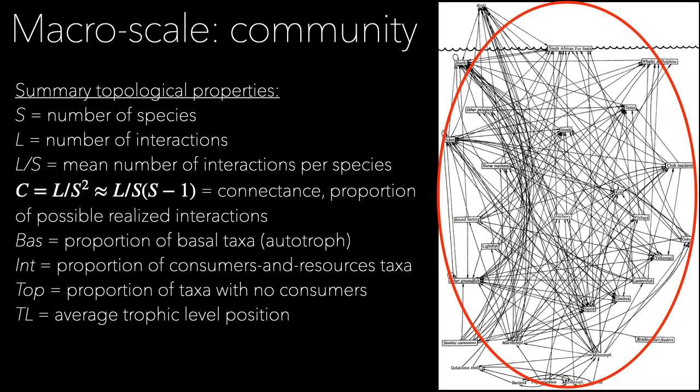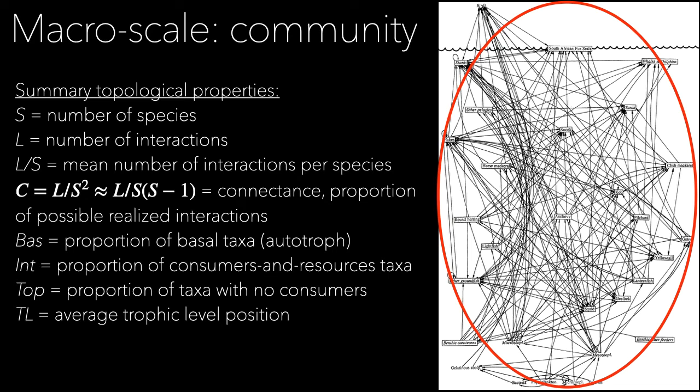Other basic topological descriptors are the proportion of basal taxa, the so-called autotrophs. Those are the species that don't consume, don't prey on other species, and in general they are the photosynthetic organisms that convert the inorganic matter into organic biomass. Those are usually depicted at the base, at the bottom of the food web.